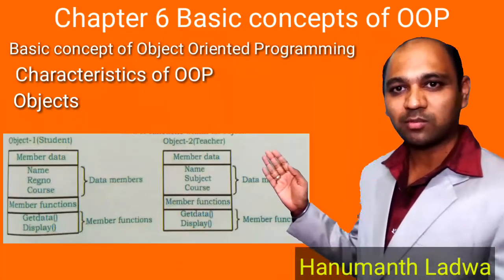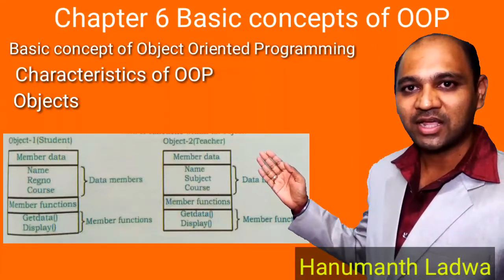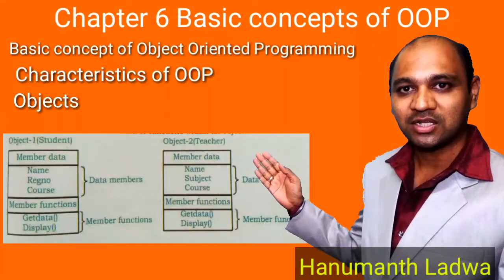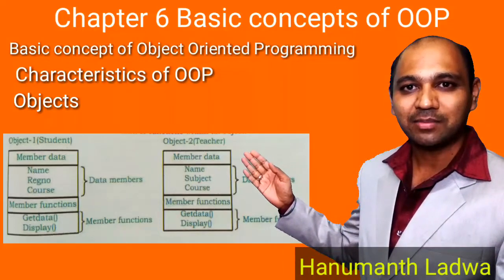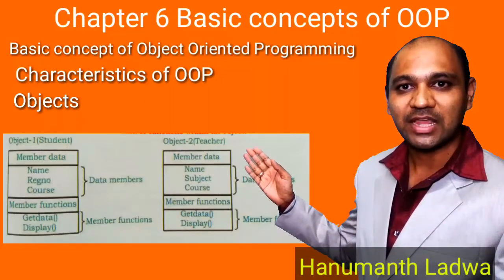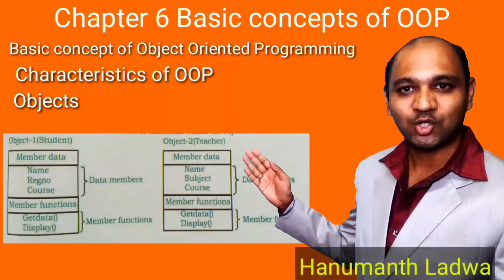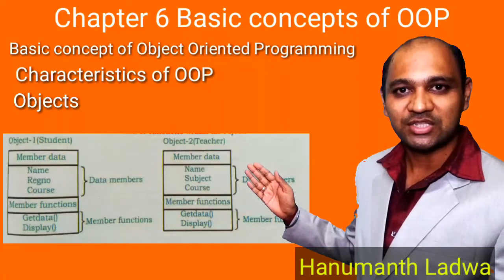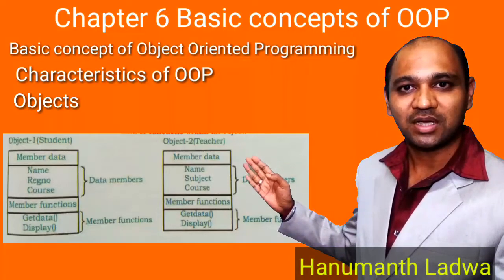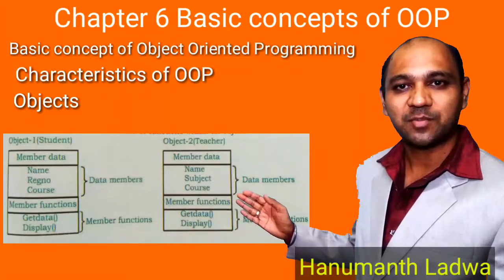Next, take one more example. Here we will take teacher as an object consisting of data members and function members. Under data members we can write the name of the teacher, the subject taught by the teacher, and the course opted by the teacher. Next, the member functions are get data and display.